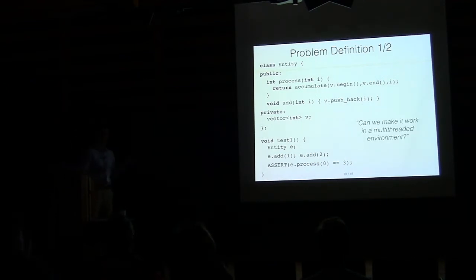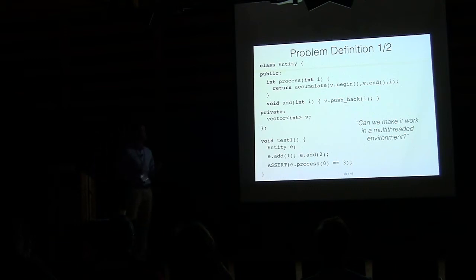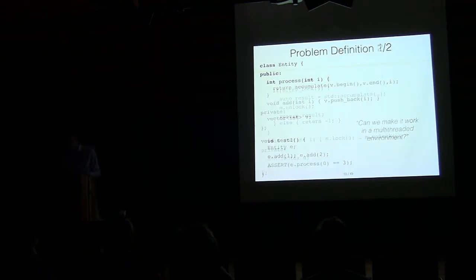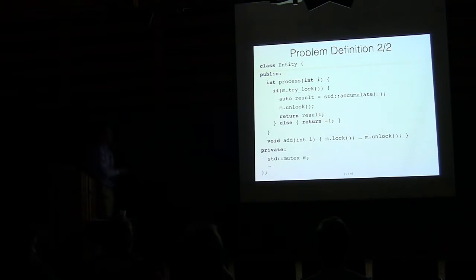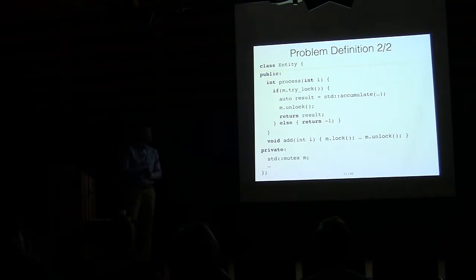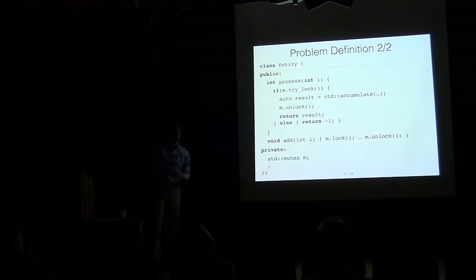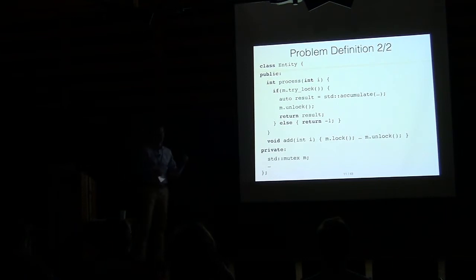So the next day, the boss comes to us and asks, "Hey, Gábor, I like your code. Can you make it work in a multi-threaded environment?" And of course we can make it work. So one pretty simple idea would be to protect the private variable with a mutex. So in the process member function, we decide to somehow return with a special value in that case when we cannot get the lock.